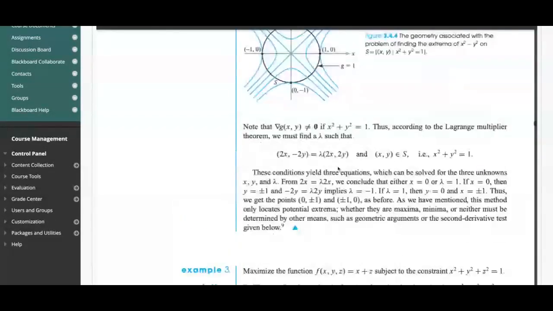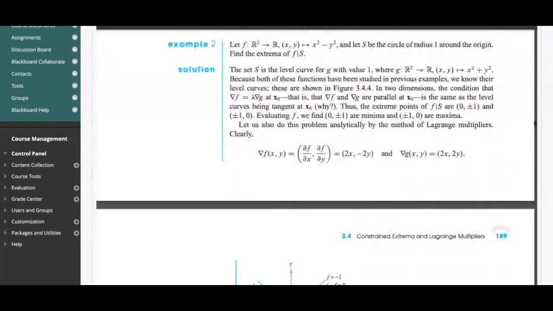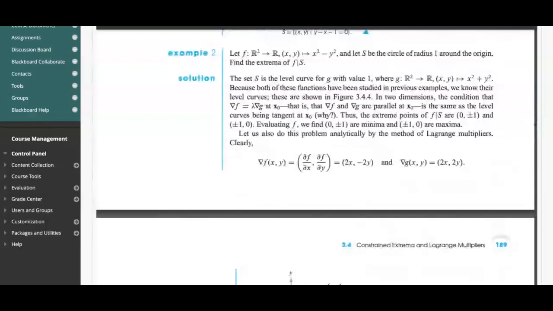Anyone has any question? Form system of equations. Solve system of equations.